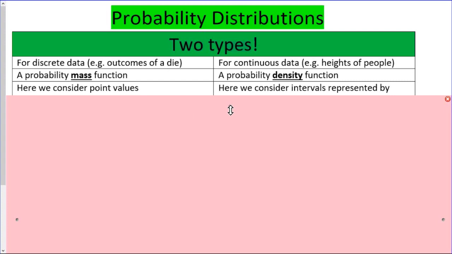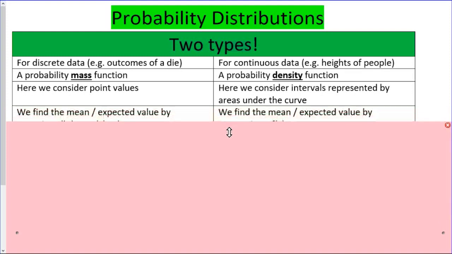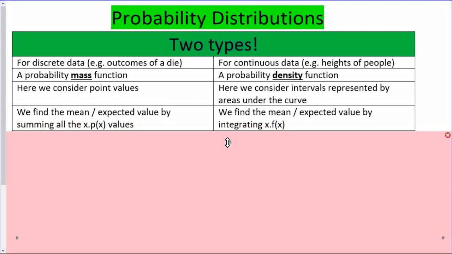When we consider a probability density function, we're actually considering a range of values, an interval of values, the probability of being between 50 kilograms and 55 kilograms. And those intervals are represented by areas under a curve, as we'll see just now. We find a mean or expected value of each by summing all the x times the p of x values, and I'll show you how that works.